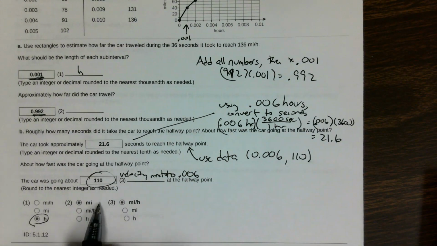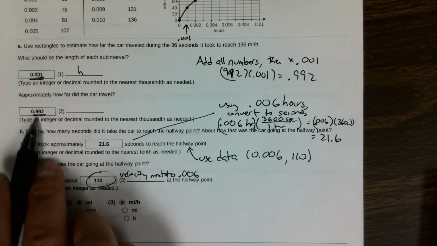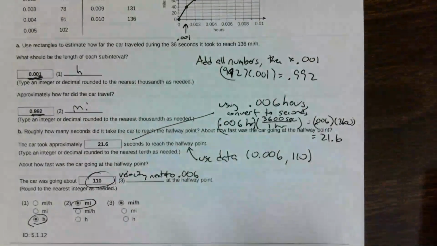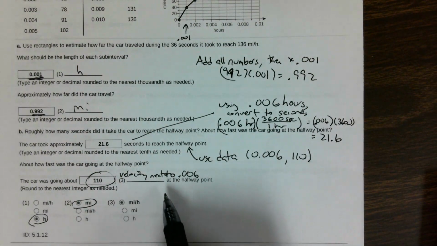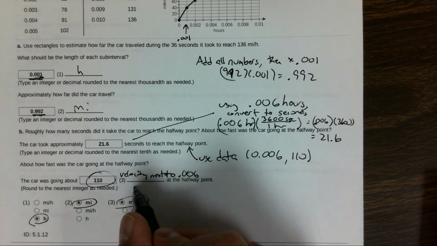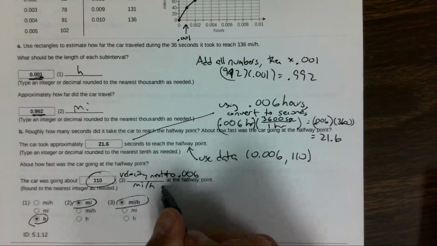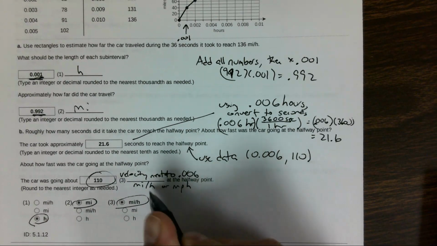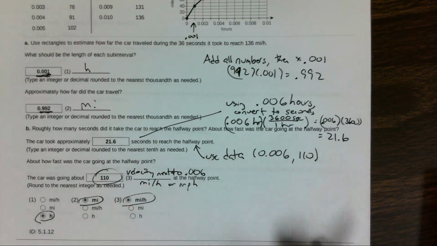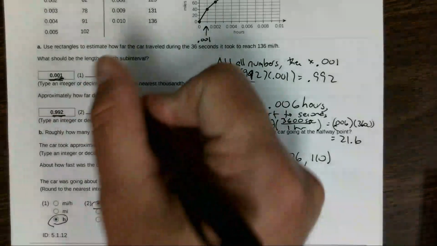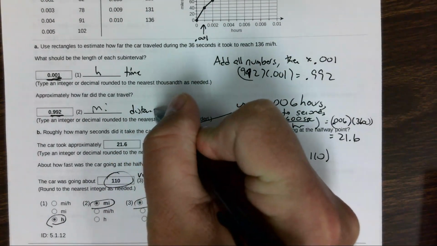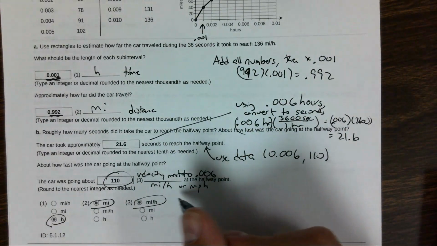Also pay attention to your units here. The 0.992 was miles. And the speed was miles per hour, which I would think is mph, but they have it in that form. So this first one was time, this one was distance, and this one was velocity.